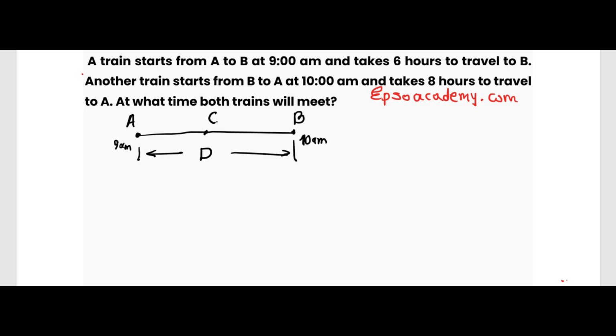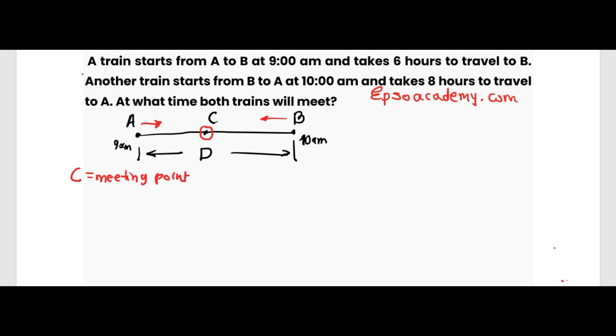Okay, so here we have a train that starts from A in the direction of B at 9 a.m. and takes 6 hours to travel to B. Another train starts from B going to A. It starts at 10 a.m. and takes 8 hours to travel to A. So what time do both trains meet? Suppose they meet somewhere here in between at the point C. So C is the meeting point.